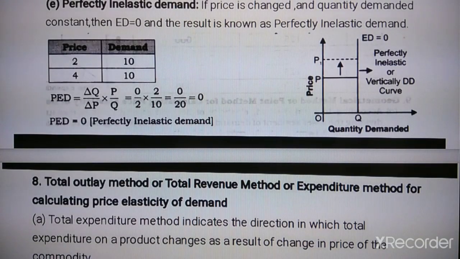Now next, the fifth one is perfectly inelastic demand. If the price is changed and quantity demanded is constant, then the price elasticity of demand is 0.